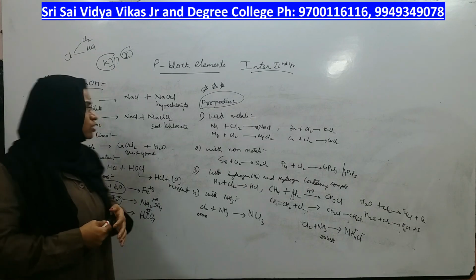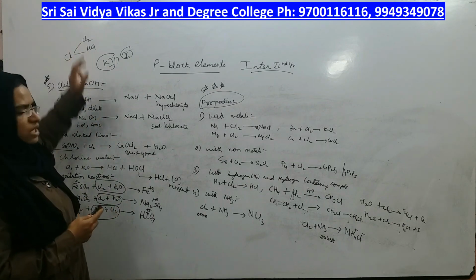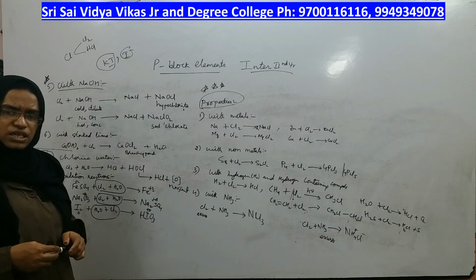What is the next compound of chlorine? We have seen chlorine, Cl2. The next compound is hydrochloric acid.